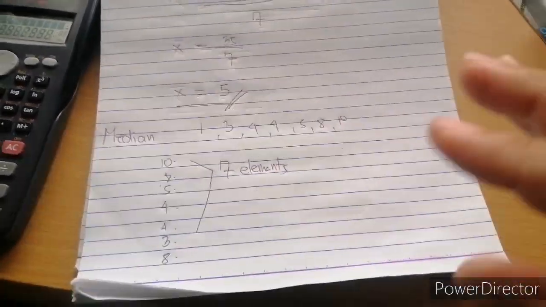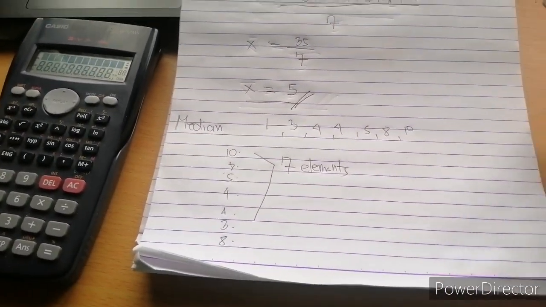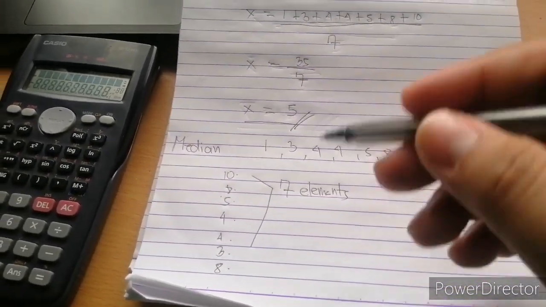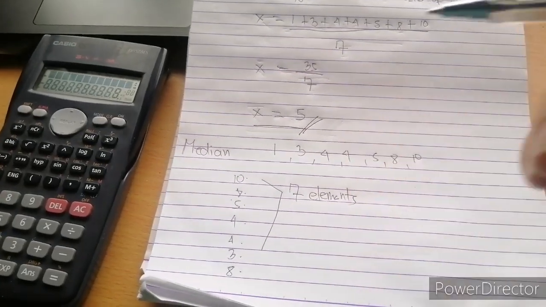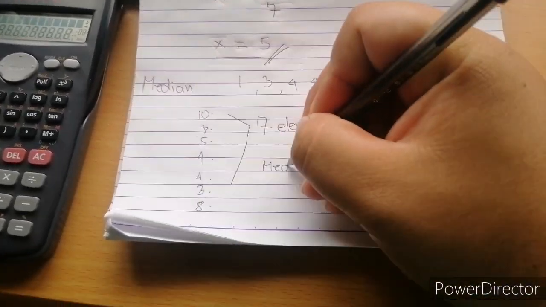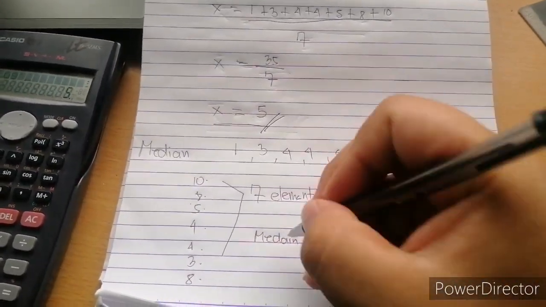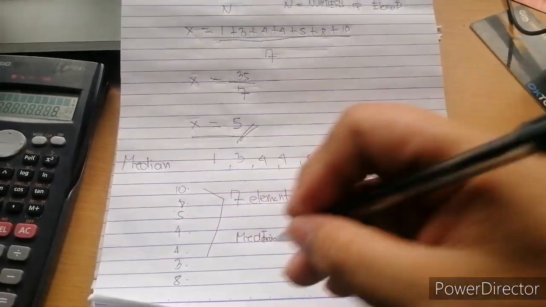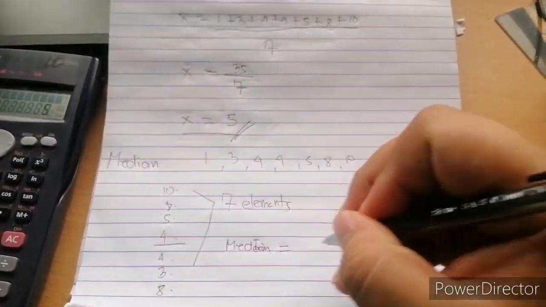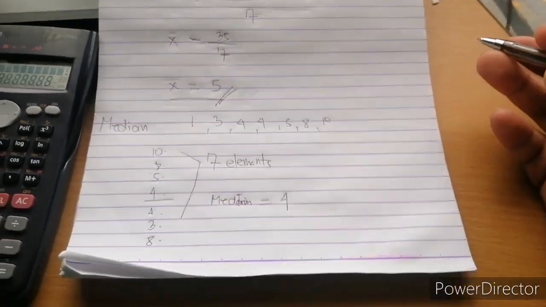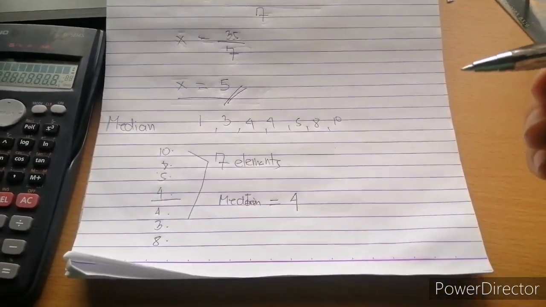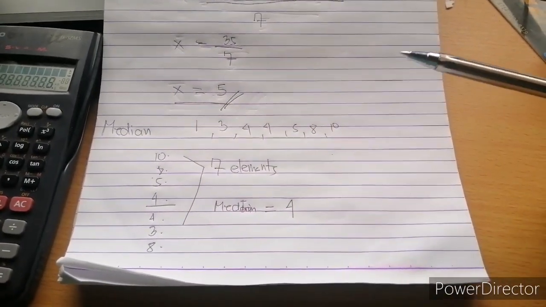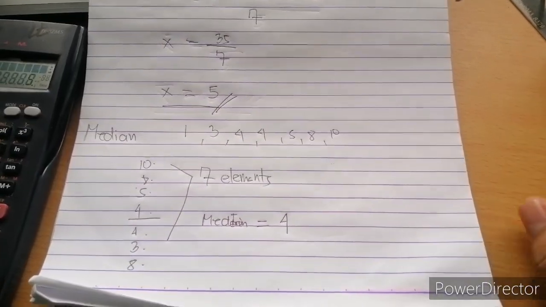So basically, we have 7 elements. Because it is an odd number, it's easy to find the median in this data set. So the median of this set is number 4. That is how you get the median of a data set for the ungrouped data.